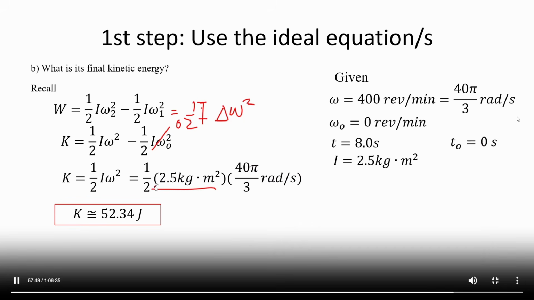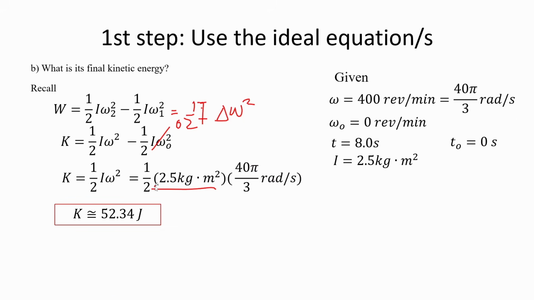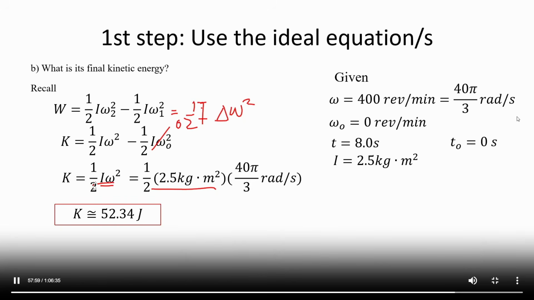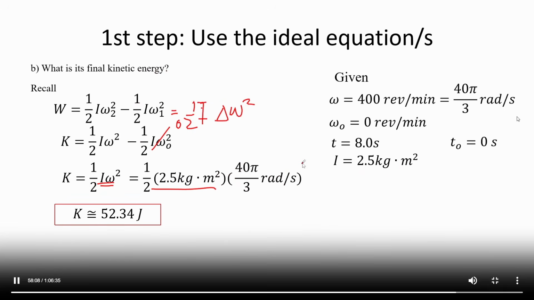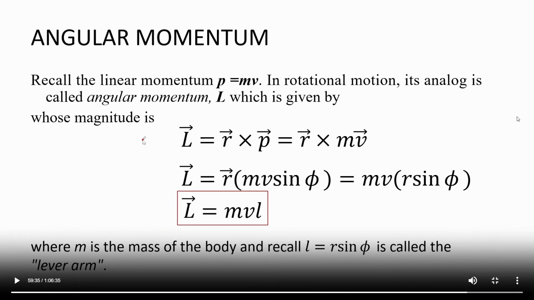One half I is 2.5 kilogram meter squared, times the angular velocity we solved earlier, 40 pi over 3 radians per second. Let me check first. Omega. Oh, I made a mistake. This should be squared. So it should be around 2,193.24 joules. Okay, so that should be the value here. Sorry, I forgot the square. Yeah, that should be the correct answer. My apologies.